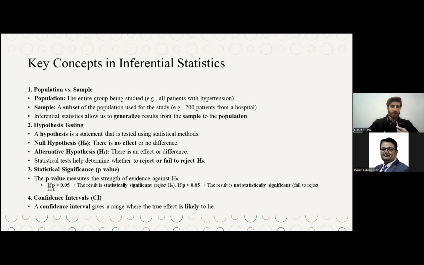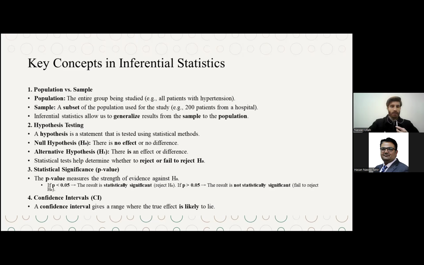The p-value measures the strength of evidence against the null hypothesis. If the p-value is less than 0.05, the test is statistically significant, meaning we reject the null hypothesis. And if the p-value is greater than 0.05, the result is not statistically significant.